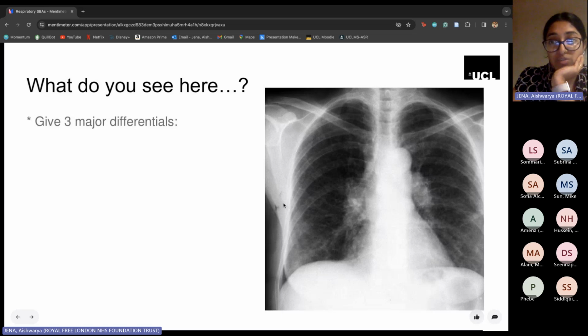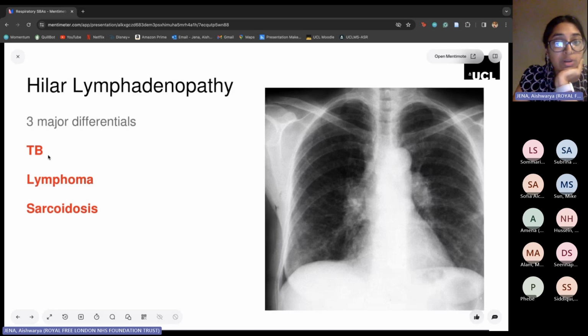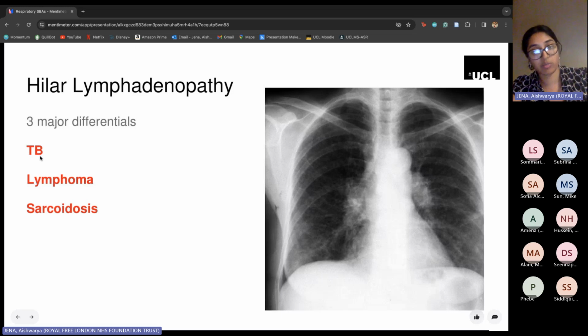Anyone have any potential differentials for bilateral hilar lymphadenopathy? Maybe 10 seconds. If not, we'll just move on, because I'm sure all of you are tired now. Very good. Sarcoidosis and TB. In the context of just general medicine, also lymphoma. So if you were to see this x-ray, you might want to do a sputum culture as well to check for TB. Obviously, you'll be taking a history, so that will make it a bit clearer as to what your next step in investigation and management is as well.